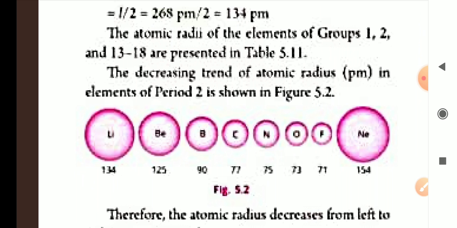So why does the atomic radius decrease? Because along the period, as the atomic number is increasing consecutively, the number of electrons is increasing. Also, the number of protons is increasing. That's why the attraction between electrons and protons is high, and that's why the radius and size will be smaller.